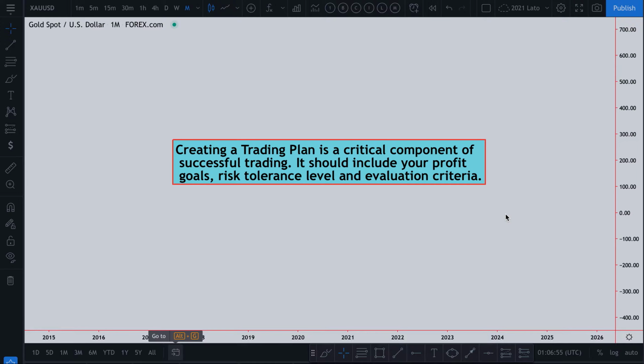Okay, so if you look to your front, you can see that statement there. Think about this: creating a trading plan is a critical component of successful trading. It should include your profit goals, risk tolerance level, and evaluation criteria. You need to think about that. When it comes to trading, obviously 80% comes from your brain, and 20% comes from the technical analysis or the fundamental analysis. So you have to think about those things.